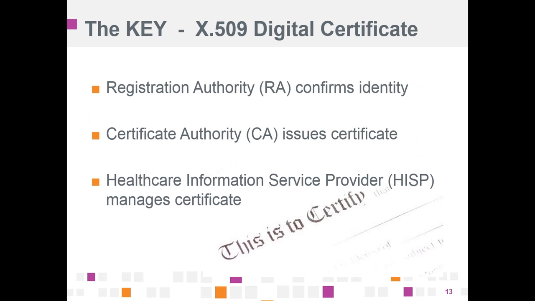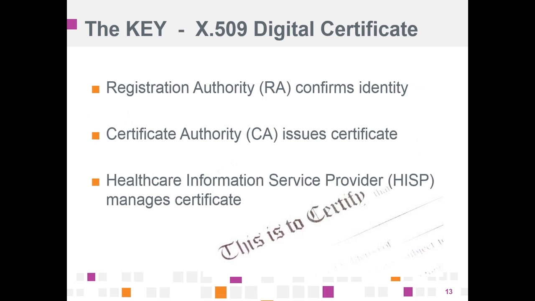The next group involved is the Certificate Authority, or CA. This is an entity that maintains a digital certificate and ensures the quality, accuracy, and independence of that digital certificate. Lastly, we've talked a number of times now about the Health Information Service Provider. This organization uses those certificates and manages those certificates for truly moving the messages from point A to point B.